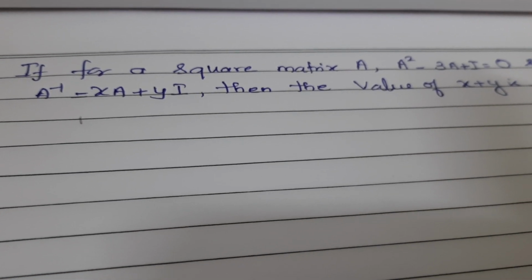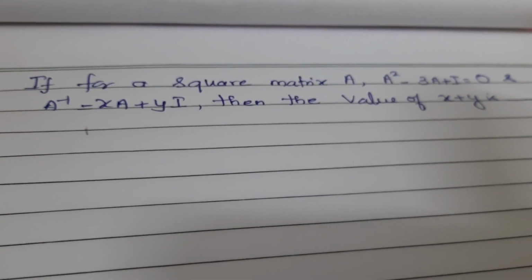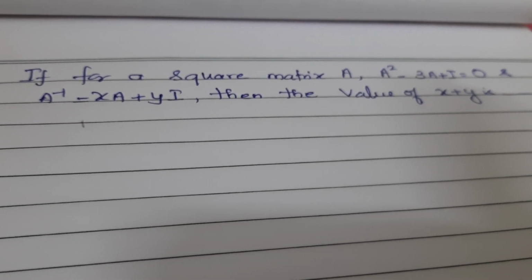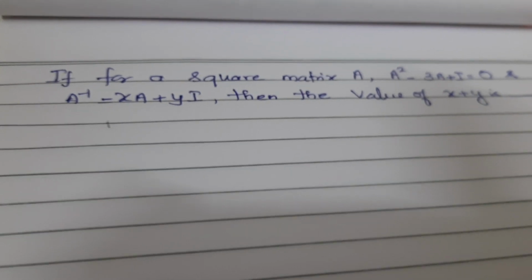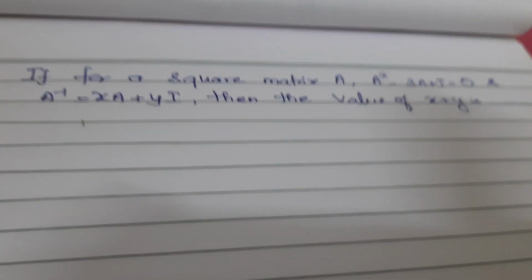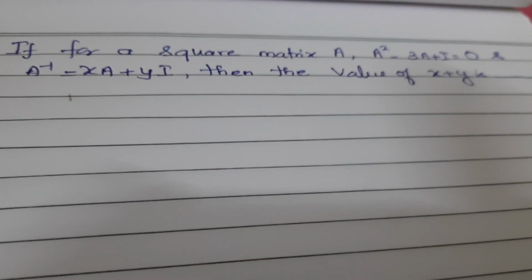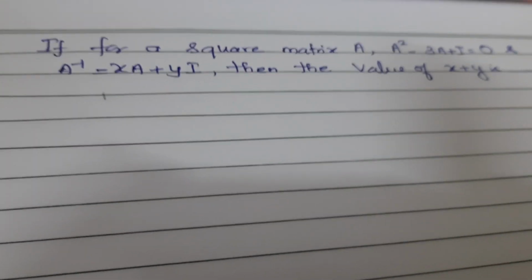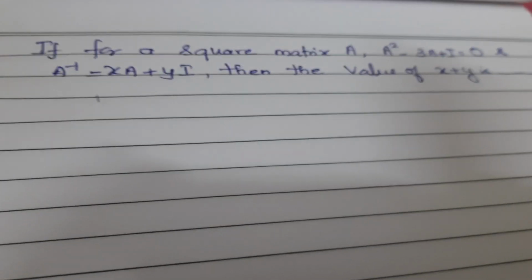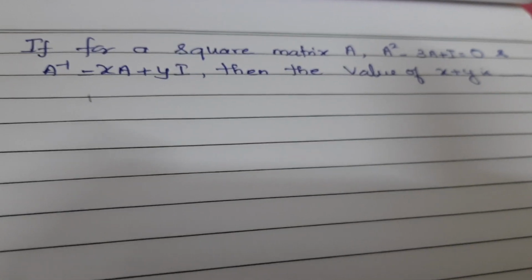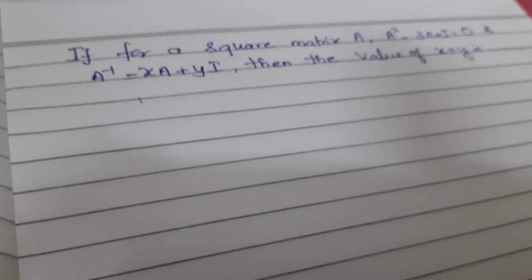If for a square matrix A, A square minus 3A plus I equal to 0, and A inverse equal to xA plus yI, then the value of x plus y is dash. This type of question will come for xA plus yI in JEE Mains as an integer type question. So let us see how to solve this.